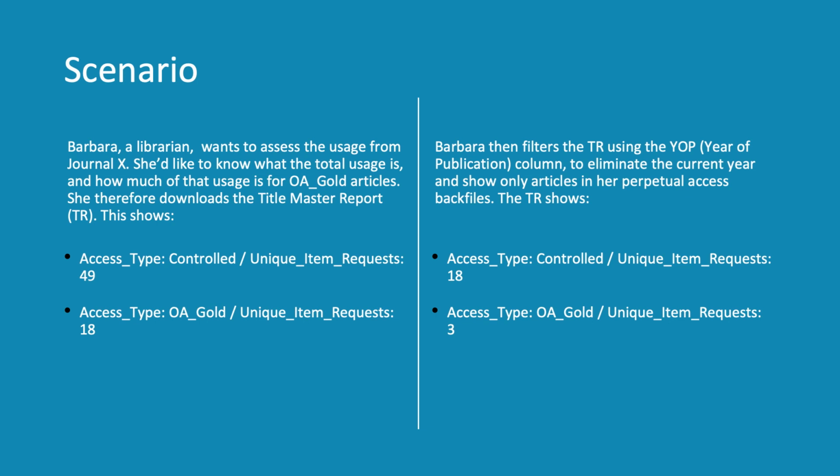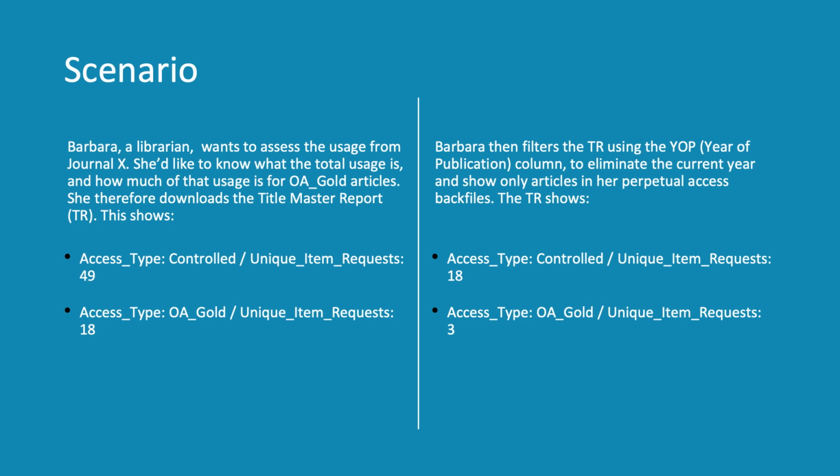This scenario illustrates how a librarian may use Journal Standard Views. Barbara wants to assess usage from Journal X. She would like to know what the total usage is and how much of that usage is for OA Gold articles. She therefore downloads the Title Master Report, TR. This shows Access Type Controlled Unique Item Requests 49 versus Access Type OA Gold Unique Item Requests 18.